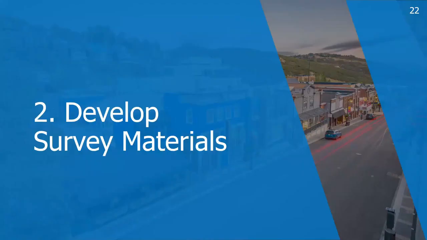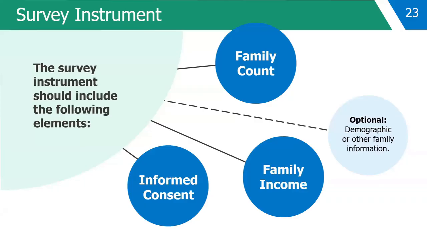So the next step in the process is to develop your survey materials. We have examples of the survey. This is a template, so you can modify it. You can change the intro language. You can add information about your community, and you would, of course, have to update the income limit information to the current year and for your local area.